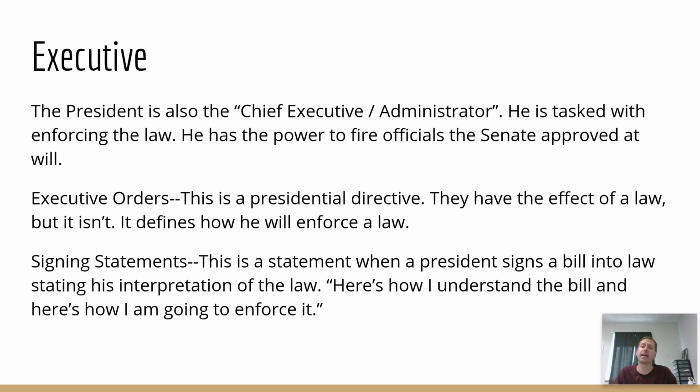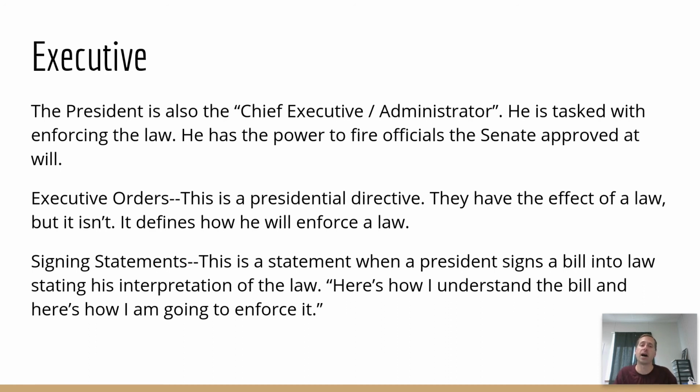It's like an attachment. It's like, I'm signing this, and this is how I'm going to enforce it. This is what I believe the law means. Now, signing statements, they're fairly rare, and they're fairly a gray area. They're not law. It's not part of the law. It's just the president's opinion. But he's letting everyone know, I'm signing this, and this is what I think it means. Here's how I understand the bill, and here's how I'm going to enforce it.